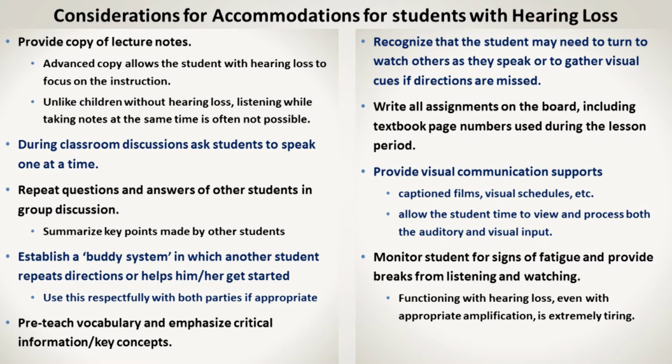Our list continues with copies of lecture notes. An advanced copy allows students with a hearing loss to focus on the instruction. Unlike children without hearing loss, listening while taking notes at the same time is often not possible. During classroom discussions, ask students to speak only one at a time. Repeat their questions and the answers of other students during group discussion. Summarize key points that are made by other students that may be essential for the student with the auditory impairment to understand.